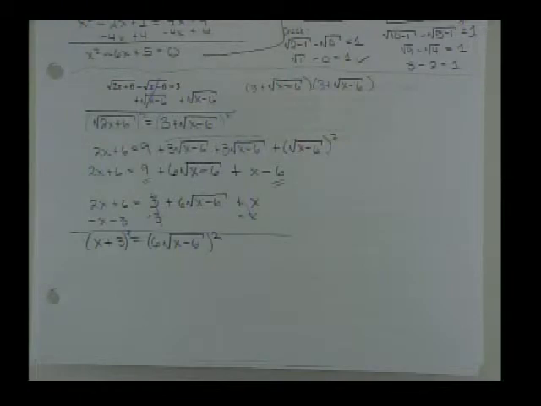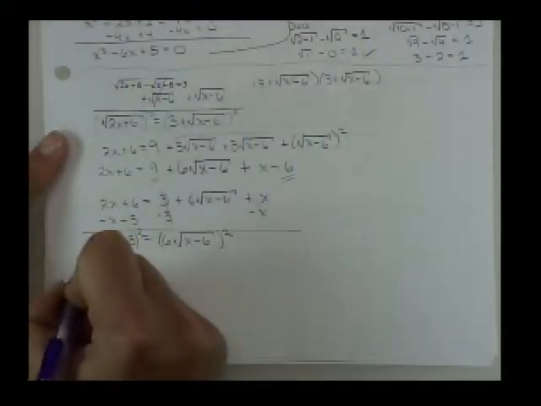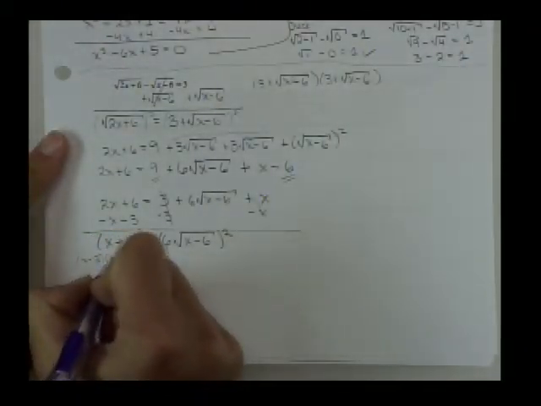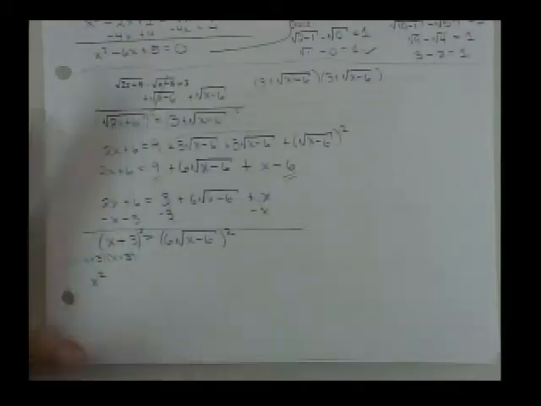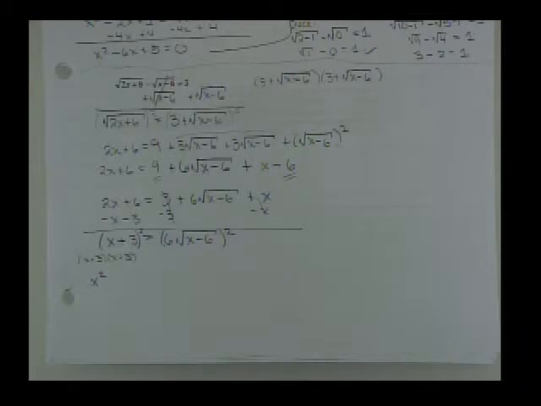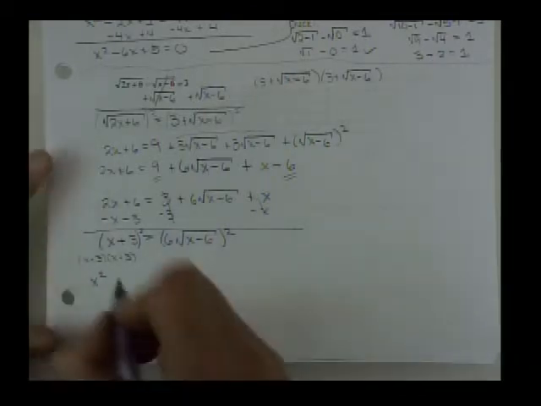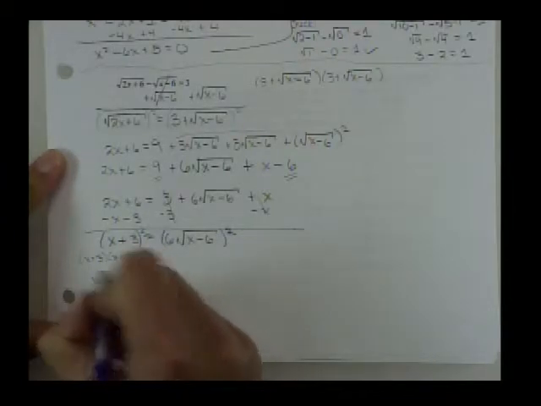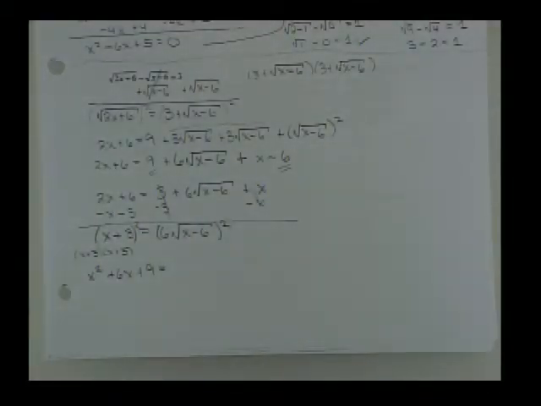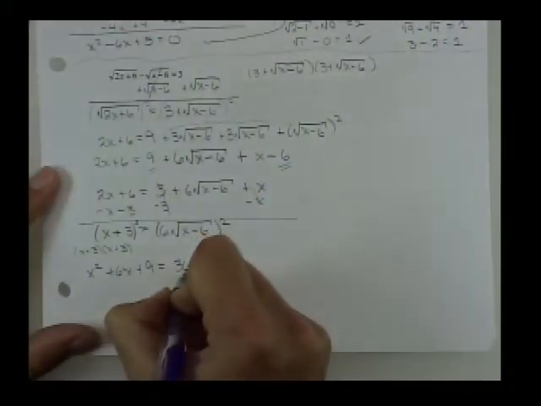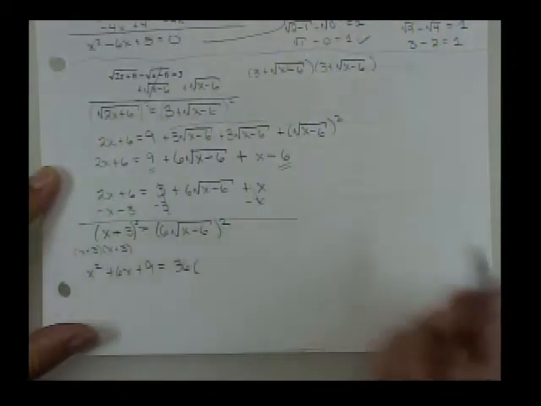Now it's on the left that we have to do FOIL. First times first, so x squared. What do we get when we combine outside and inside? 6x. And then plus 9. And on the right, we have to square both the 6 and the square root. So 6 squared is 36. And the square root of x minus 6, squared? X minus 6.